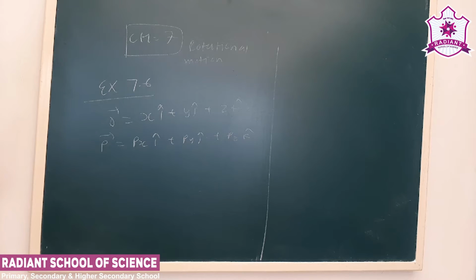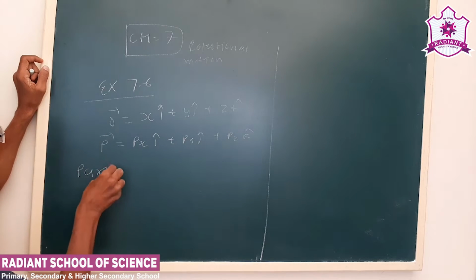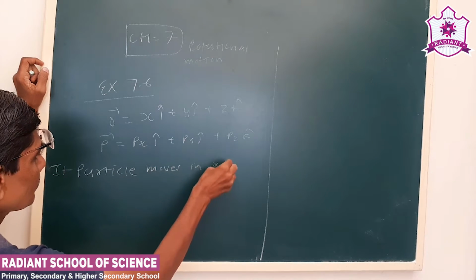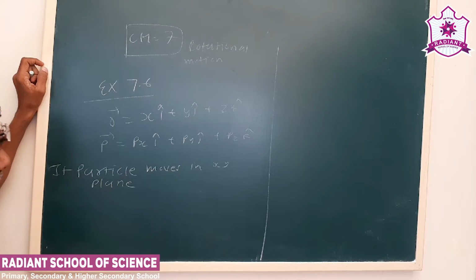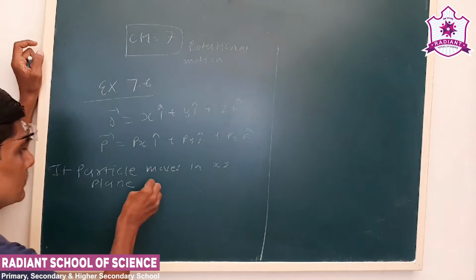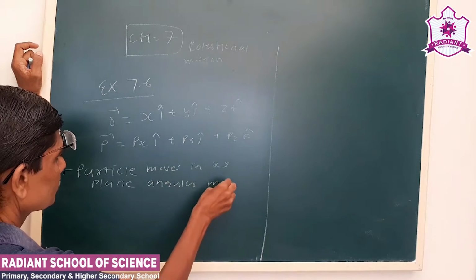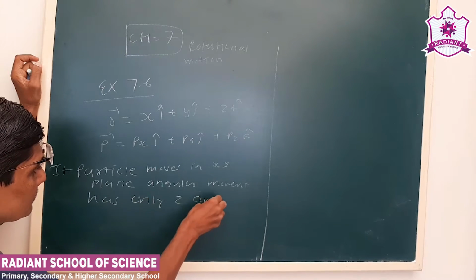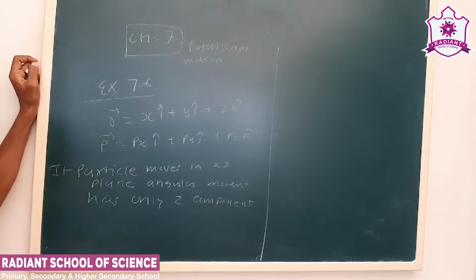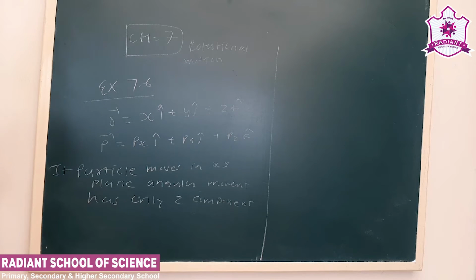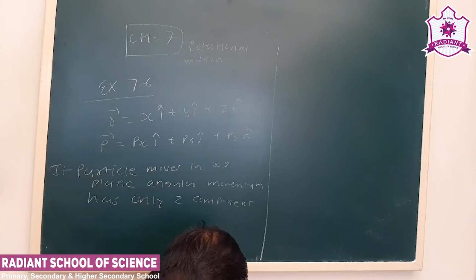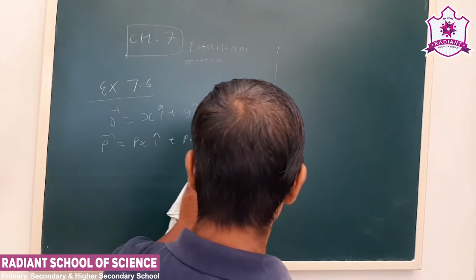if the particle moves in the xy plane, then the angular momentum has only a z component. We have to show that if the particle moves in the xy plane, the angular momentum has only a z component. Now see, angular momentum is the vector product of r and p.